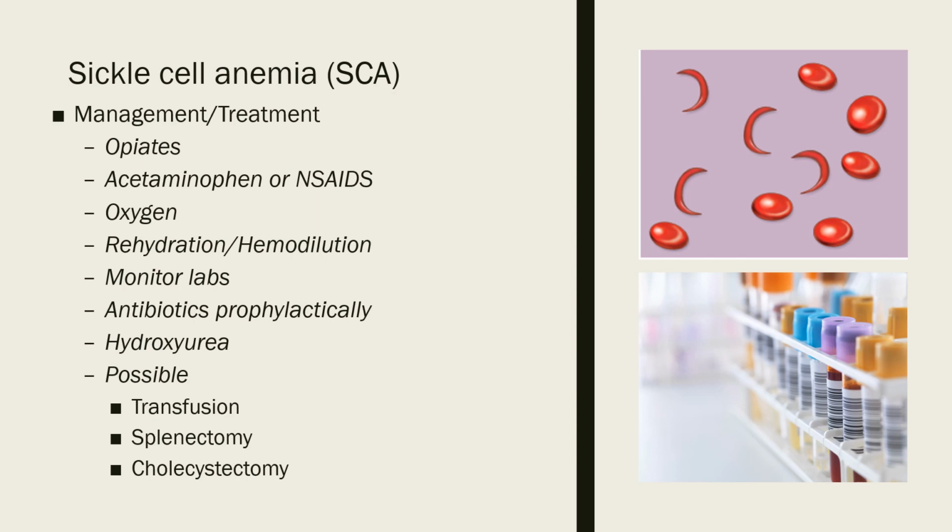Rehydration and hemodilution is really important. We're going to monitor labs. We're going to give them prophylactic antibiotics, and we don't just do that in the hospital setting. Most children take penicillin all the way up till at least age 5, and some take it longer. We give hydroxyurea, and it's possible that we're going to do transfusions, splenectomies, and cholecystectomies because of some of the complications we're going to see in those organs.